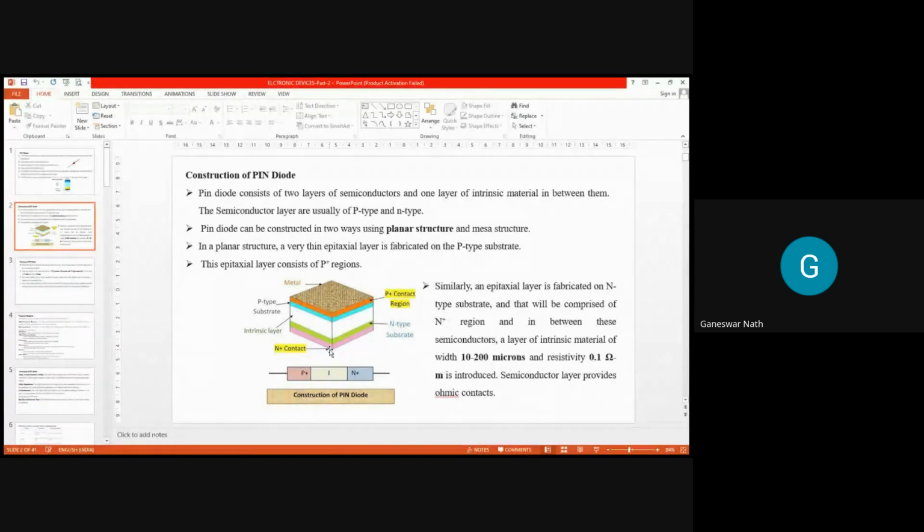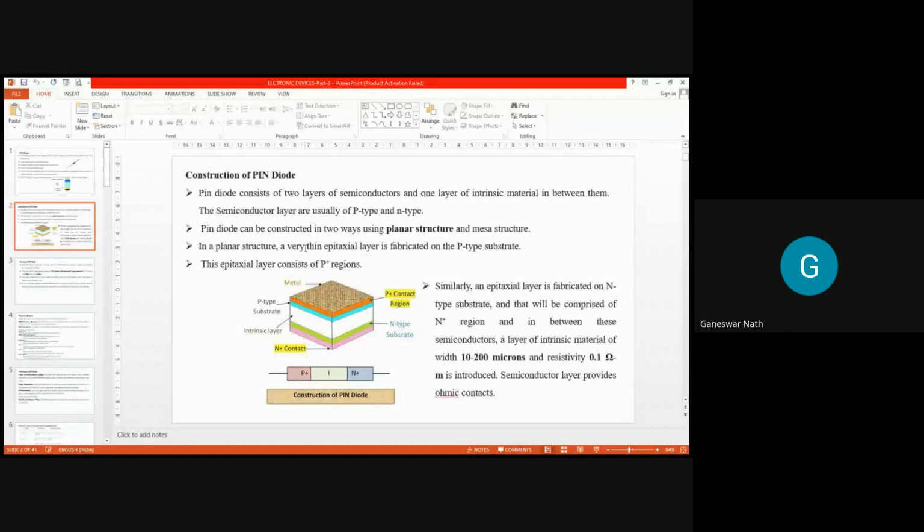This is poorly doped as compared to that of the N part actually. And in between these layers, we are putting an intrinsic layer, which plays a major role in the flow of the charge carriers. Okay, so a PIN diode can be constructed in two ways: using planar structure and also mesa structure, meaning a networking structure.